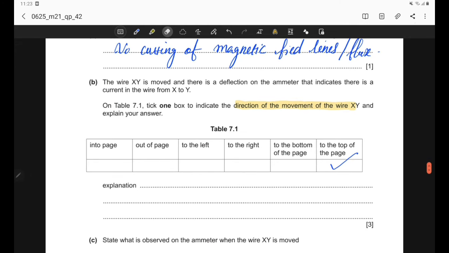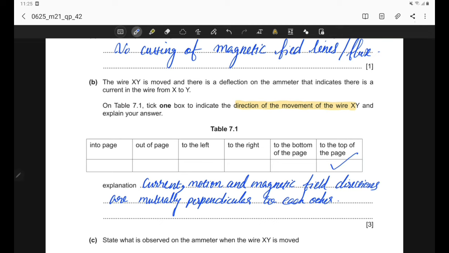Explanation. We need to give an explanation for this. So first we can write all these terms, that is current, motion and magnetic field. All these three should be mutually perpendicular to each other. And next point we can write current directing into the page and magnetic field is from left to right.